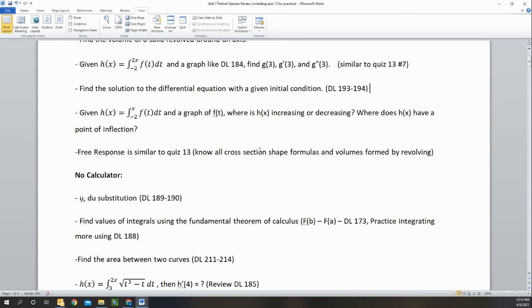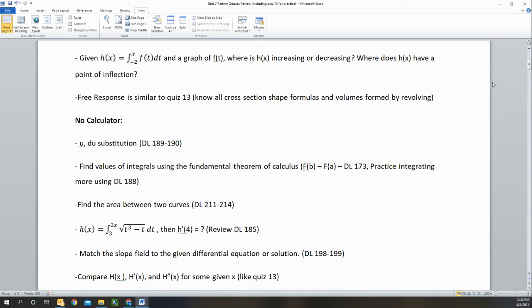There is one similar to this on quiz 13. Remember, points of inflection occur when the second derivative changes signs. So any questions you have on these, I know I'm going through these pretty quickly, but these are the things that you should be looking for in your notes. And it says free response, similar to quiz 13.